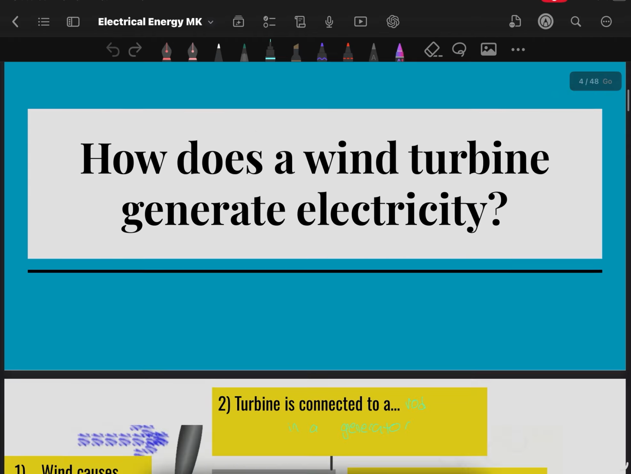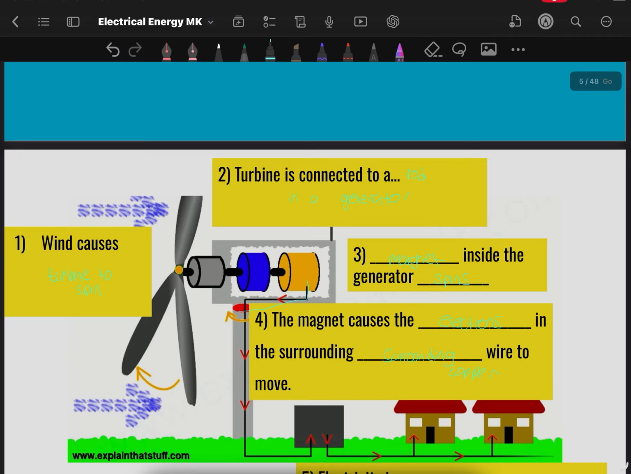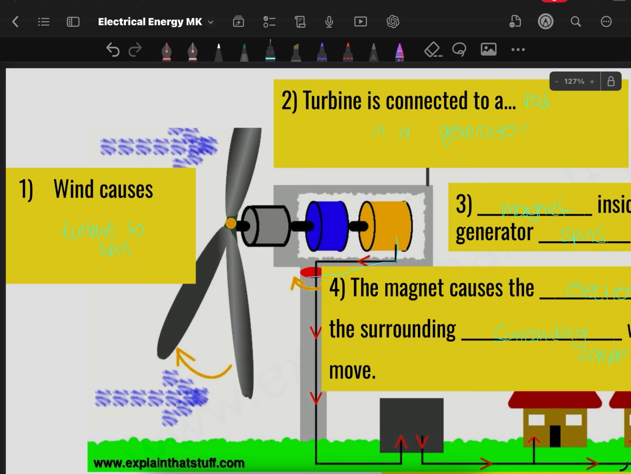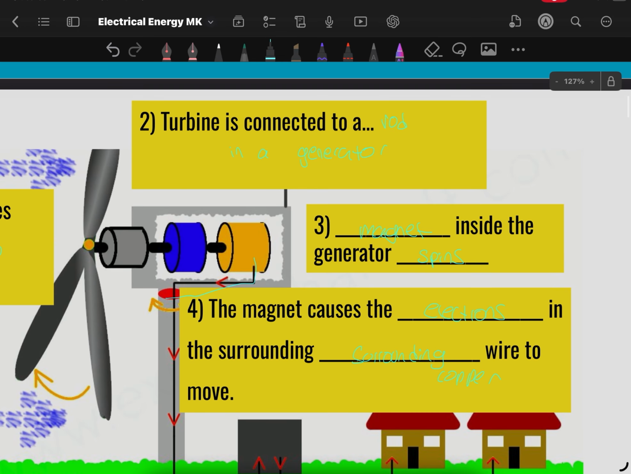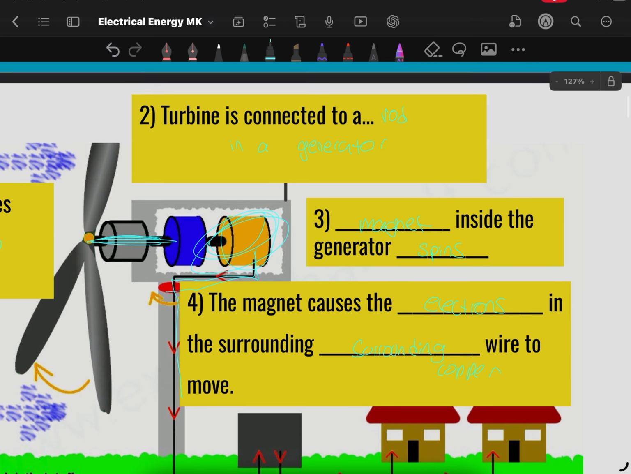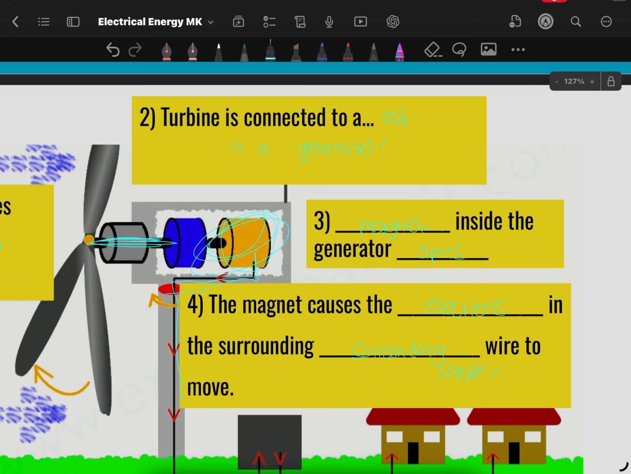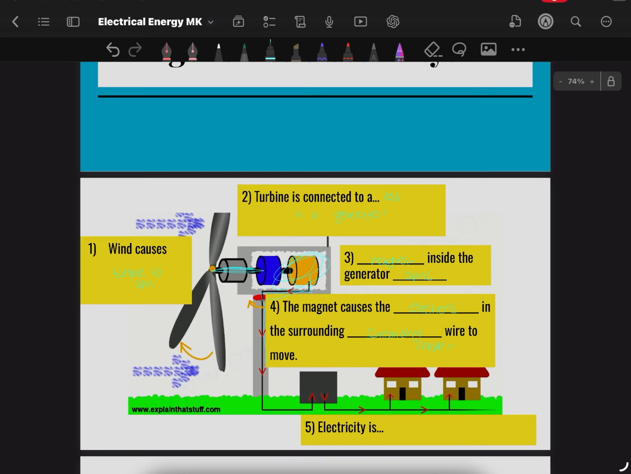Now, with a wind turbine, the first thing that happens is that wind essentially causes the turbine to spin. After that, the turbine is connected to a rod, which is right here, in the generator. The magnet inside this generator then spins, and the magnet causes the electrons in the surrounding copper to move. This causes current and electricity. This is not electrical energy yet. Electrical energy is actual energy that's being made. The movement of it is electricity.